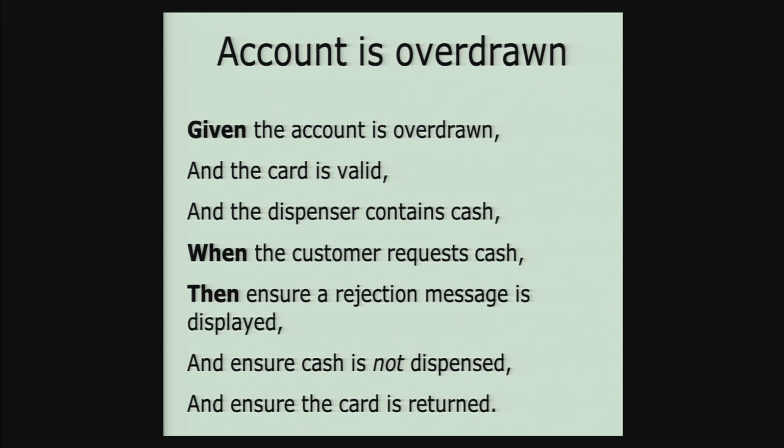You can have another condition in which your account's overdrawn. So in this case, the preconditions are a little bit different, and the postconditions are a little bit different. The action is the same. Given that the account's overdrawn, and the card's valid, and the dispenser contains some cash, when the customer requests some cash, then ensure that a rejection message is displayed, ensure the cash is not dispensed, and ensure the card's returned.